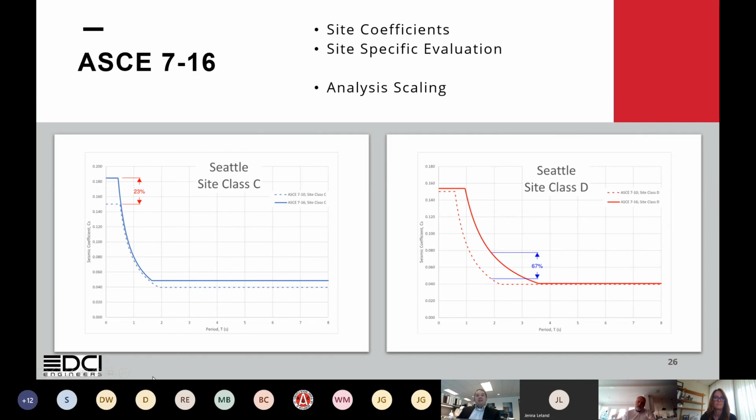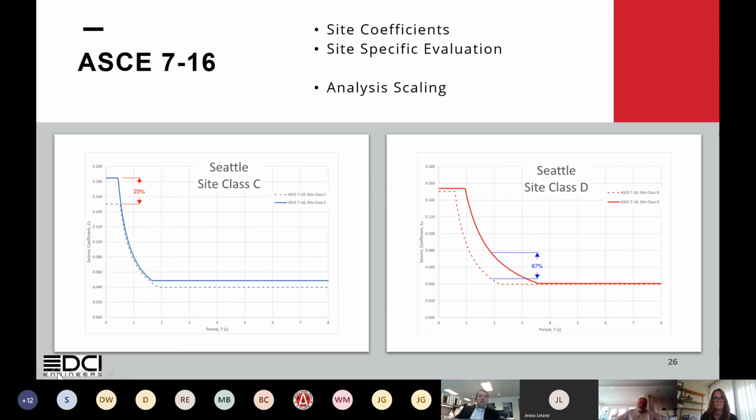Okay, so in this ASCE 7-16, a lot of the seismic changes we're going to be seeing are due to a couple of things, which Ramin has already touched on. Specifically, the site coefficients are changing and the requirements for doing a site-specific evaluation. But on the building analysis side, there is one more provision which has to do with analysis scaling, and I'll describe that a little more in the next couple of slides. But those three factors are really what's going to be pushing forward and showing a large increase in seismic loads for certain locations in the next code cycle.